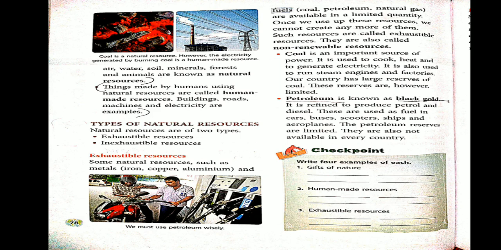Now, types of natural resources. There are two types of natural resources: exhaustible resources and inexhaustible resources. Some natural resources such as metals like iron, copper, aluminium, and fuels like coal, petroleum, and natural gas are available in a limited quantity. Once we use up these resources, we cannot create any more of them. So, such resources are called exhaustible resources, and they are also called non-renewable resources.